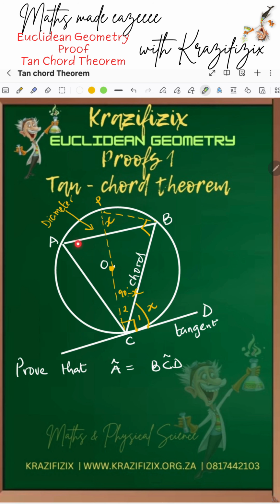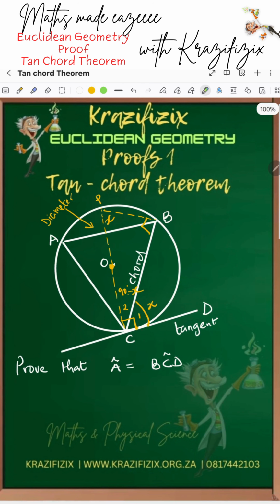Then, I can use this and this. Angles subtended by the same chord, or angles in the same segment, your butterfly. Angle A, therefore, will be equal to x. I hope that makes sense. Let's quickly run down and write the proof of everything that we said.